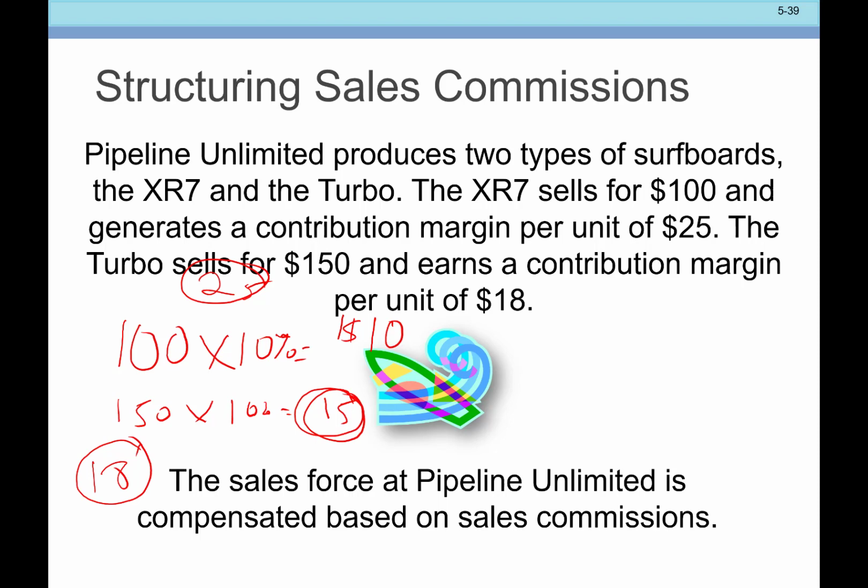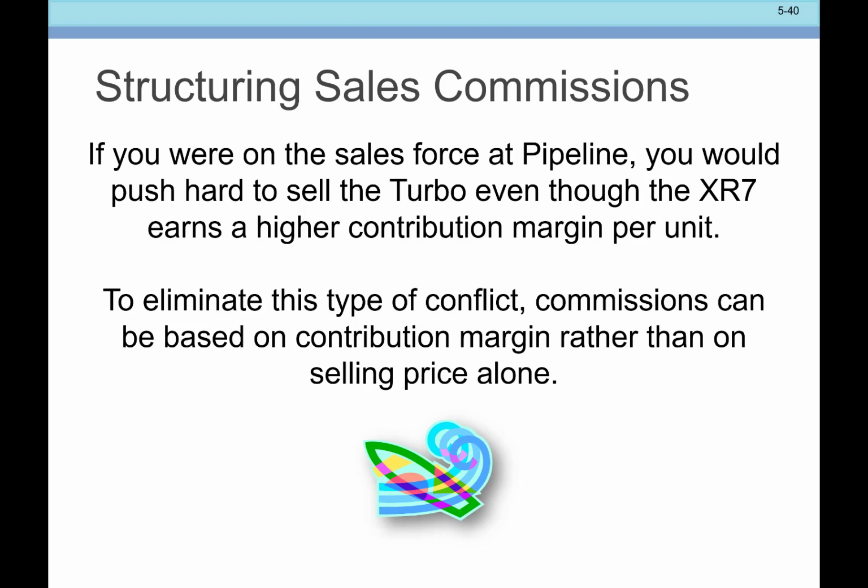Set a quota. Again, forcing them to sell so many of the cheaper one and take less money home. And I don't want to hear about it anymore. Now get back in there. And by the way, wash my car when you're done. Why don't you, as this book suggests, set up the commission on the contribution margin? Give them a percentage of contribution margin. Now they're like, oh, okay, I get it. Forget the 150 one. I want to sell the $100 one, right?